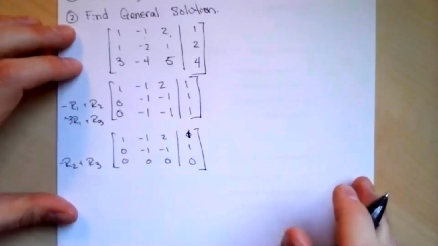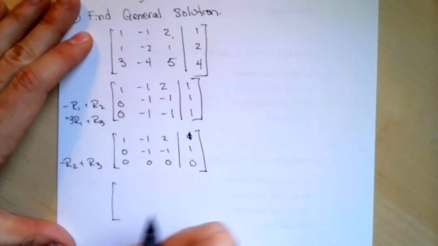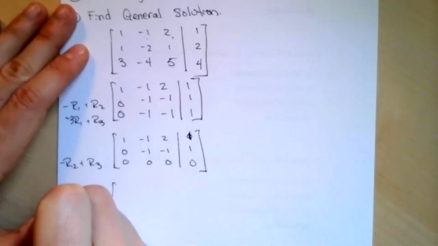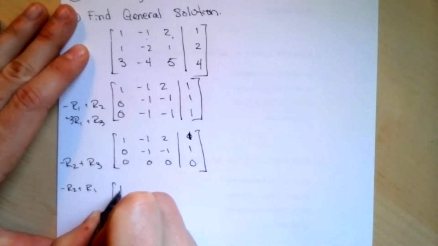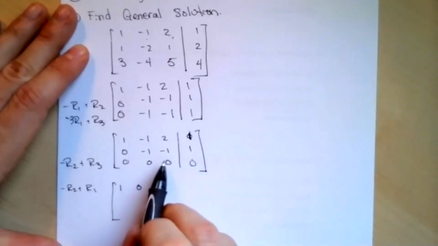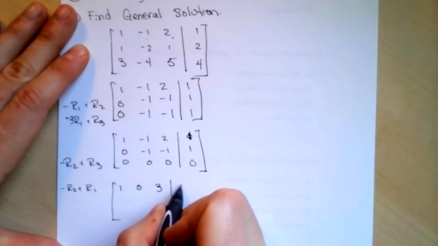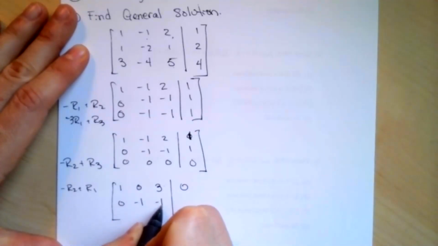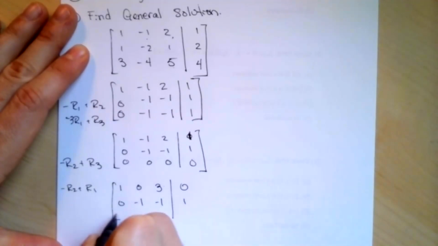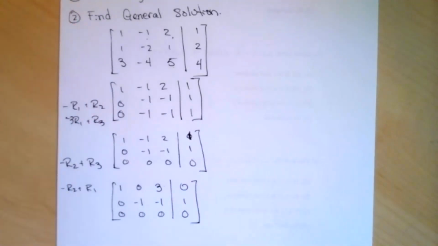And now we want to see, can we reduce anything out from the first two rows? We can do negative row 2 plus row 1. So we will get a 1, a 0, that'll be a positive, so that'll be a 3 there, and then a 0 here. And then a 0, minus 1, minus 1. That one stays the same. And we still have a row of zeros.